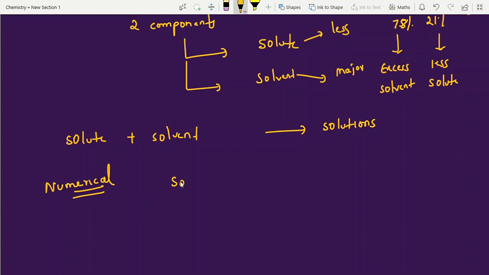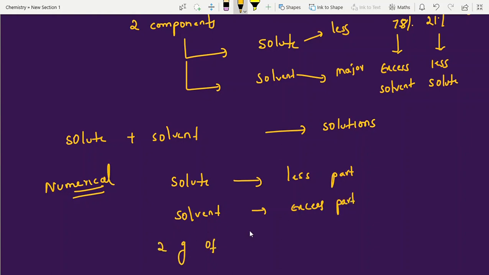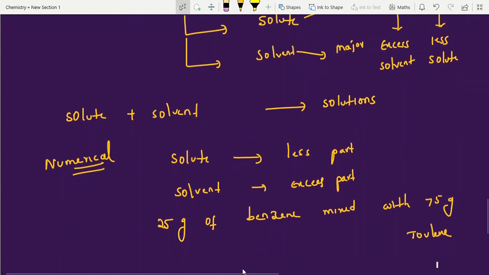So what I said here, students, solute is always the lesser part, right? And the solvent is always the excess part, right? So let me give one simple question here. Suppose 25 grams of benzene is mixed with 75 grams of toluene. Right, students? So try to write the answer. Right, what is the answer?